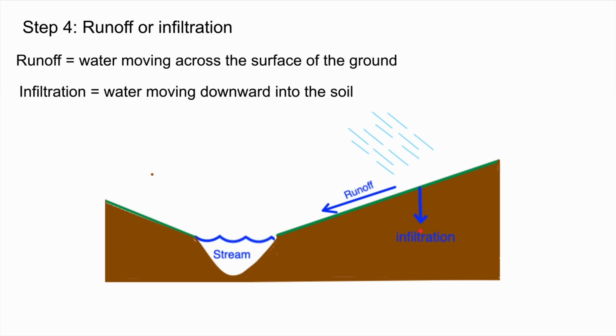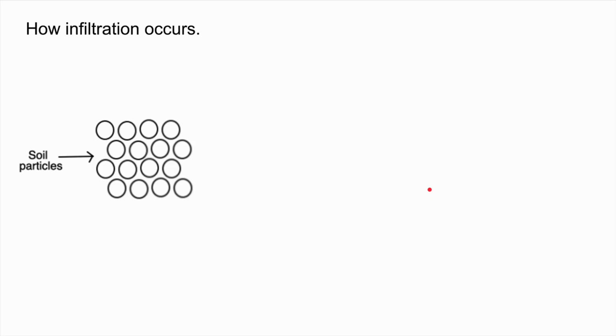So infiltration is water that's moving downwards with gravity instead of horizontally across the surface, and it's moving into the soil. And this is vitally important for terrestrial ecosystems. So let's just talk about how infiltration occurs.